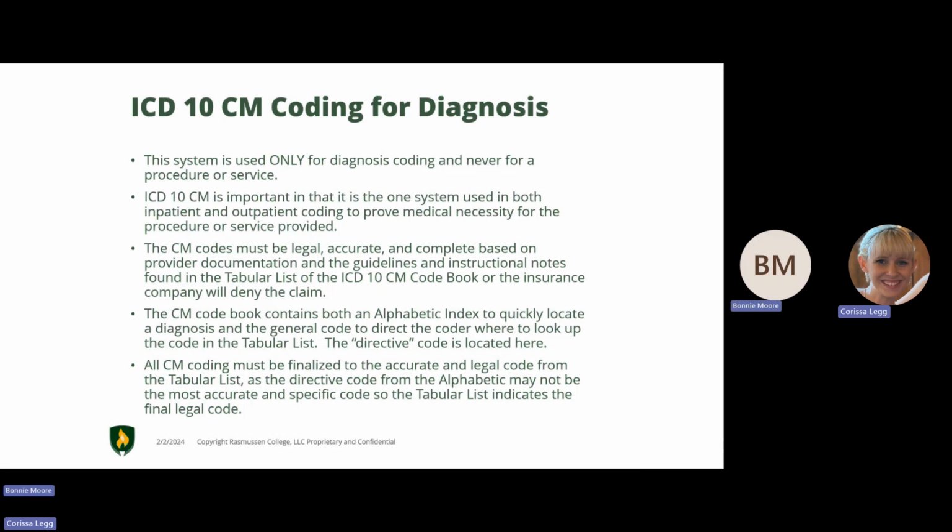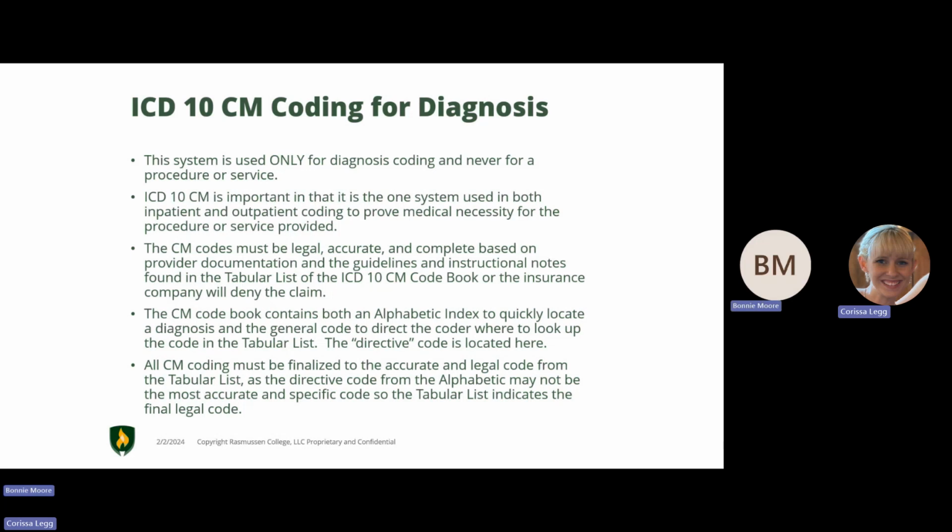So there's an alphabetic index, which is more toward the front of the code book. That's where you can quickly look up the diagnosis, get the general code, which is called the directive code, and then that's going to direct the coder to where to look up the code, what code to start with in what's called the tabular list, which is in the last half of the book. So there's two different sections you're using to actually locate the code. And we'll talk through that more in detail as we actually look up some codes.